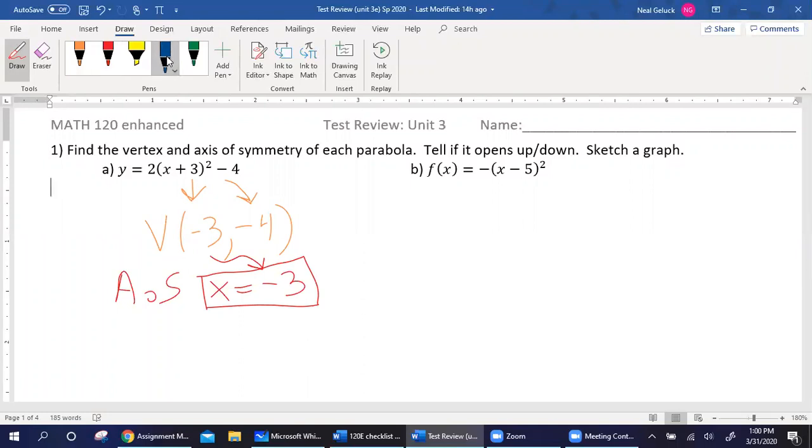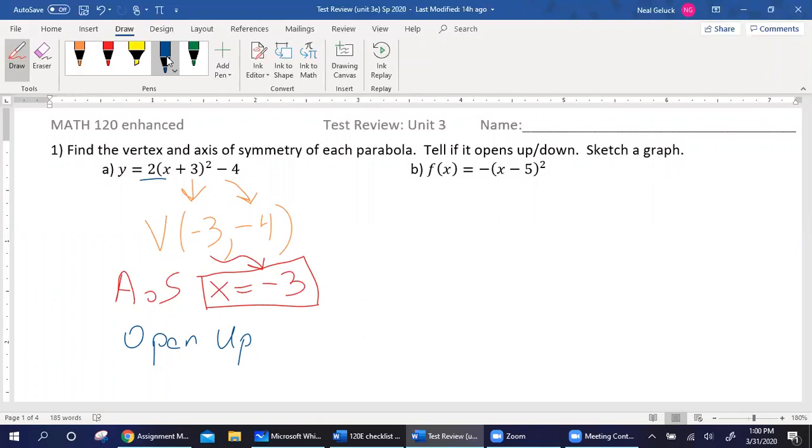Does it open up or down? Well, that's just if it's positive or negative out in front. Since that's a positive 2, this is going to open up. And now we have enough information to sketch a graph.